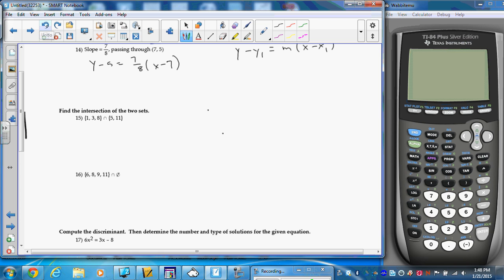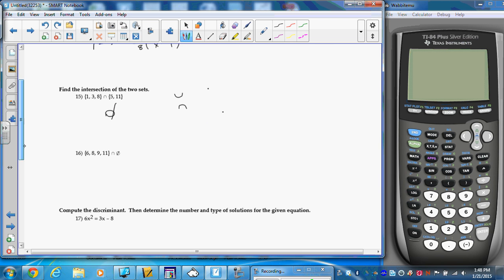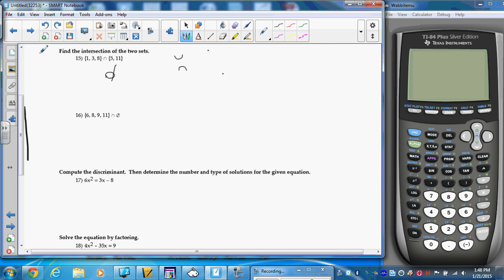In question number 15, we're supposed to find the intersection of the two sets. There are no members that are the same, so there is no intersection. Union means I'm going to put the two sets together, but intersection means what element is in both sets. So no element is in both sets. And in number 16 also, no element is in both sets.